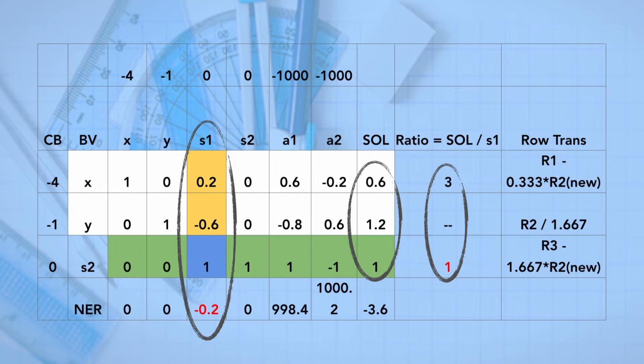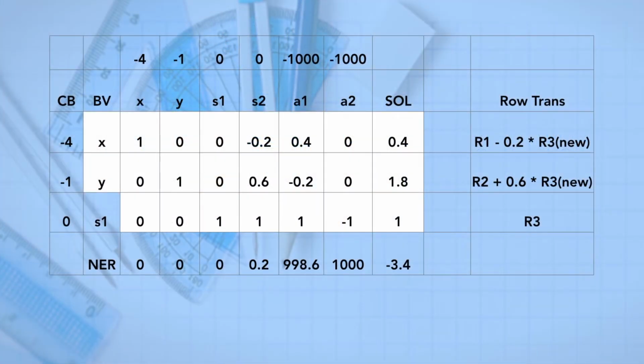Hence, the minimum ratio is only among 3 and 1, and that is 1, which corresponds to S2 row, and therefore S2 is the leaving variable. This gives the pivot element as 1. Applying the row transformations in order to shift the basis of the leaving variable to the entering variable, we get the fourth simplex table. So, since all the values of the NER of the fourth simplex table are either positive or 0, this table is the optimum table.